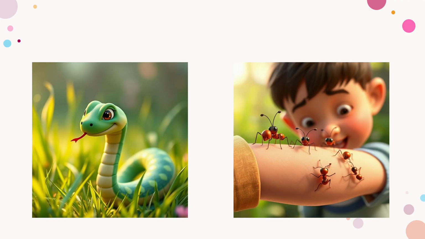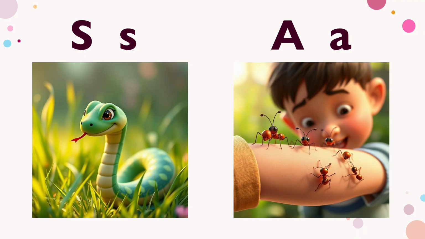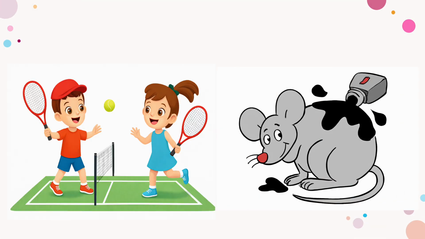In the lesson 1A video, you learned that S makes the sound sss and A makes the sound ah. Then in the lesson 1B video, you learned that T makes the sound t and I makes the sound ih. Now, in this video, you will learn two more sounds. Are you ready? Let's get started.